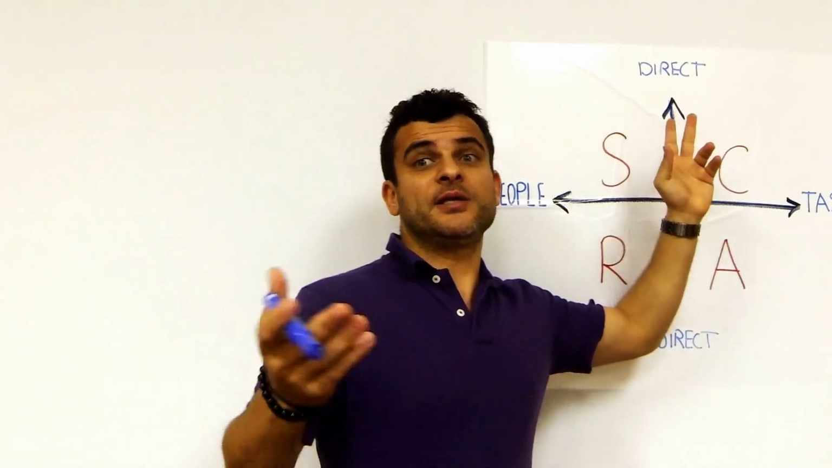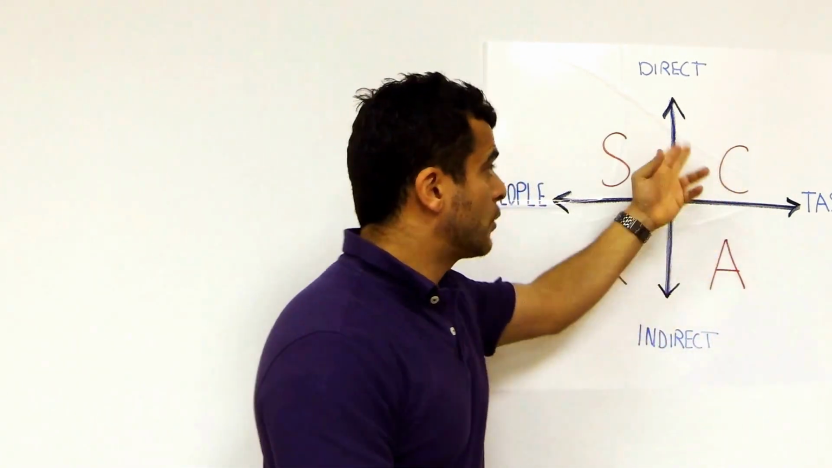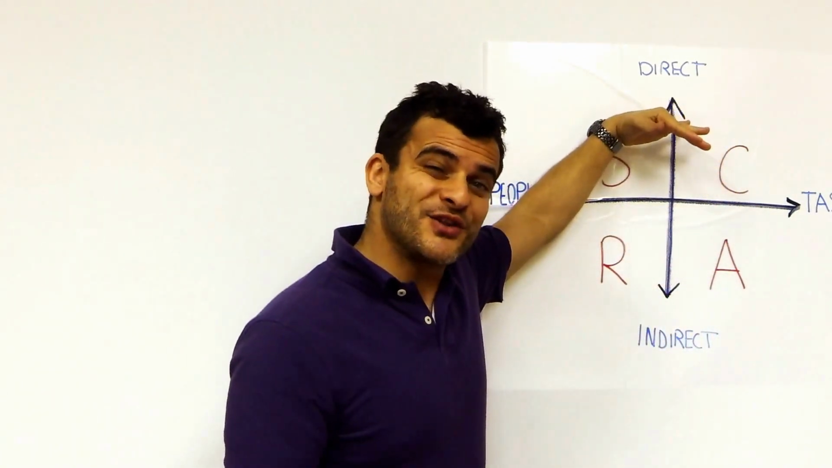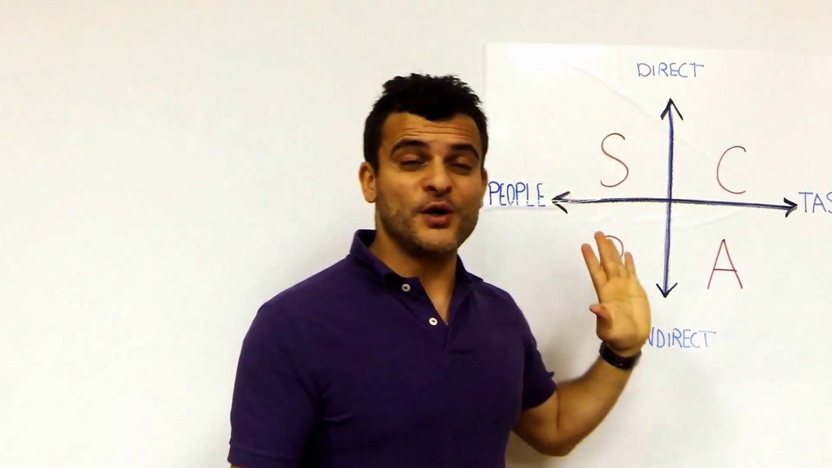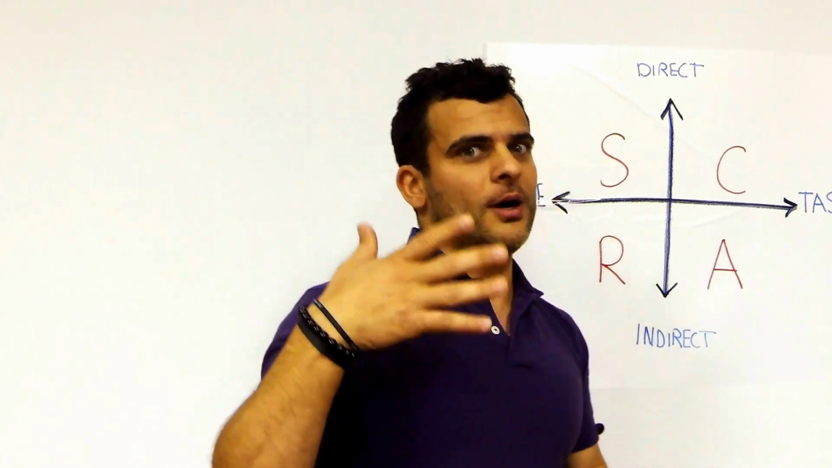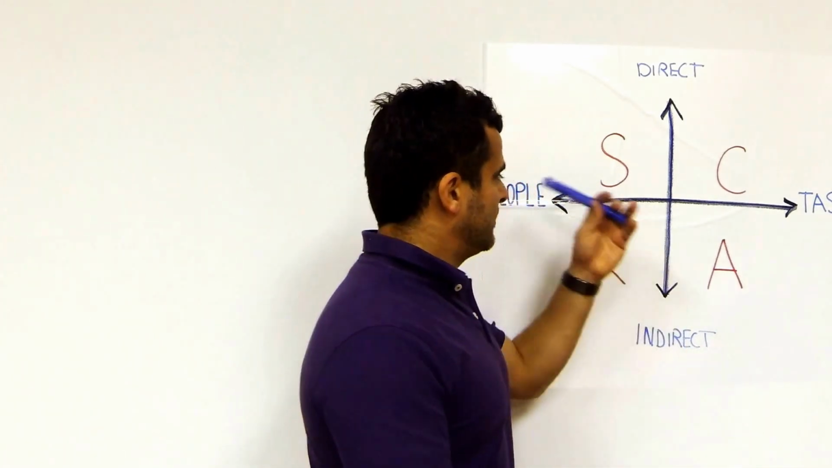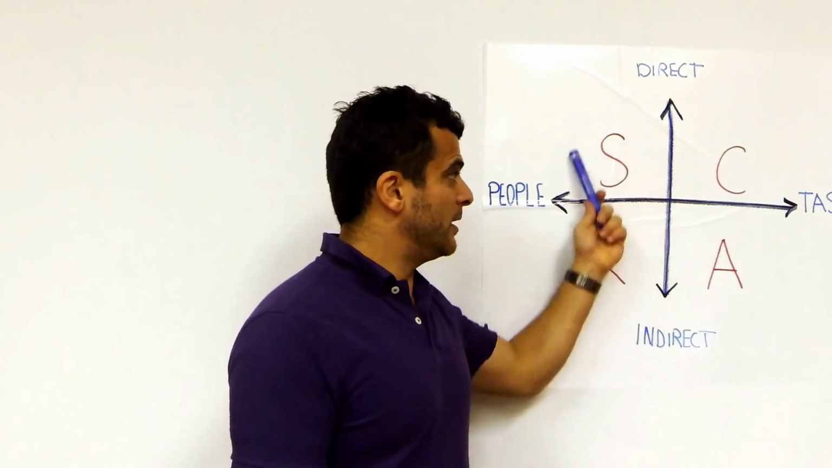If the answer is yes, they're direct, they're straightforward, they have no problem telling me how it is, great. So you know that they belong on this side of the chart. And the second question you want to ask yourself is, are they people, or are they more getting things done people? So if the answer is people, then you know that now they are an S.